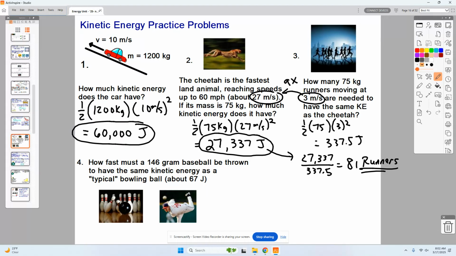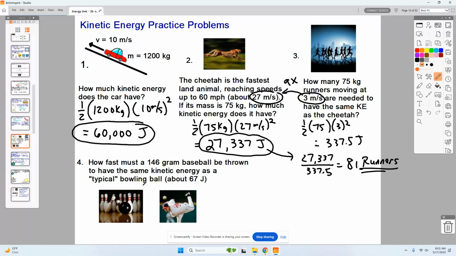Okay? All right. I'll give you guys a little problem down at the very bottom. I want to determine how fast you'd have to throw a baseball so that it has the same kinetic energy as a bowling ball. A bowling ball might be thrown down the aisle and has 67 joules of KE. What I'd like you to do is see how fast you'd have to throw that baseball to get it to have the same kinetic energy. I want to give you a go at that. See if you can do it.